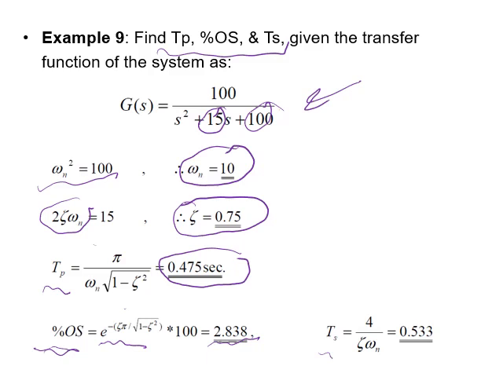Settling time is 4 over zeta omega n. Zeta is given or calculated. Omega n is calculated. You will find it's equal to 0.533.